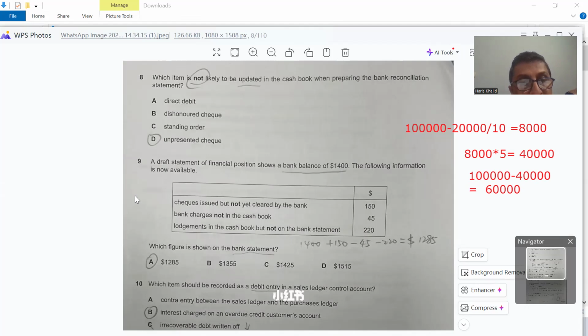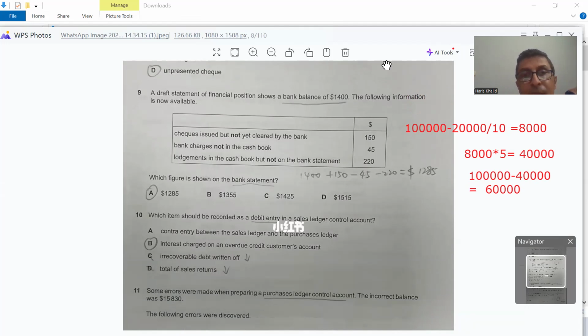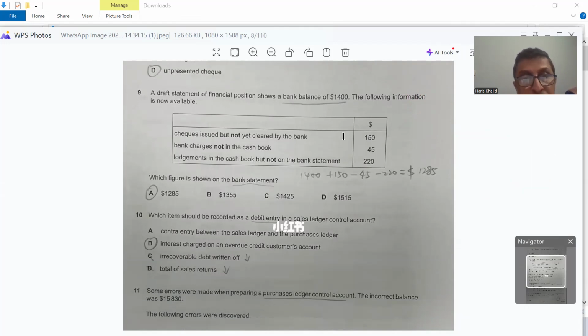A draft statement of financial position shows a bank balance of 1400. The following information is now available. Check issued but not yet cleared by the bank. Sometimes the examiner and the teachers tell you that when the word uncleared or not cleared is used, it is not credited checks. No, that's not the case. You have to catch the question by the tail. Check issued means that they are issued in favor of a trade payable. They are issued to the person to whom the payment is supposed to be made. So that is the unpresented checks.